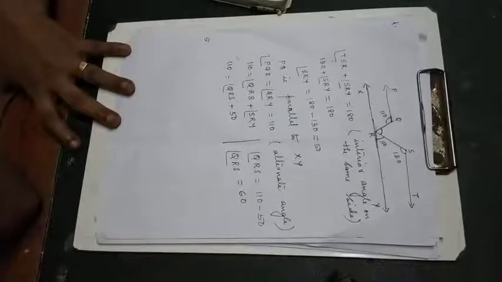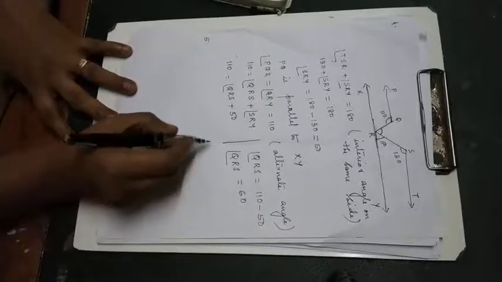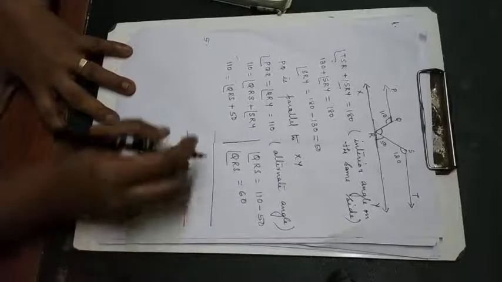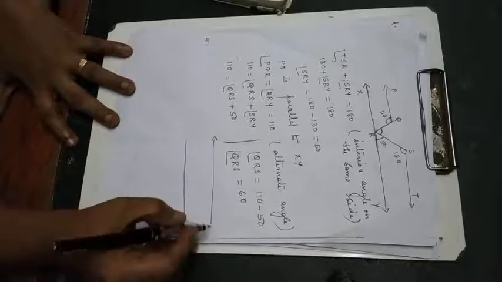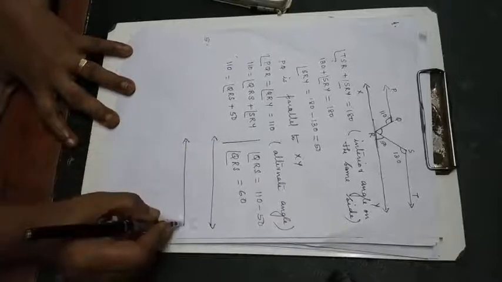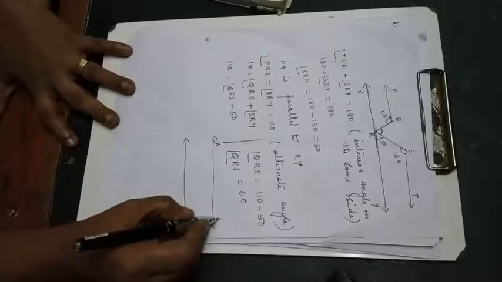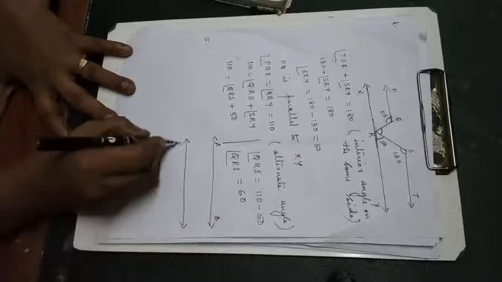Now fifth one, in figure 6.32, if AB is parallel to CD, angle APQ is equal to 50 and PRD is equal to 127. Find X and Y. So look at that figure given. Two parallel lines AB and CD.